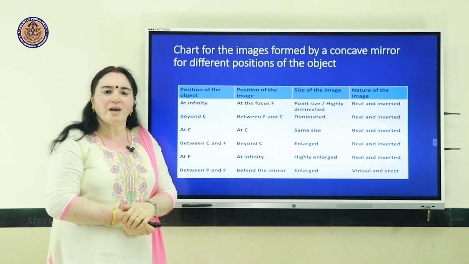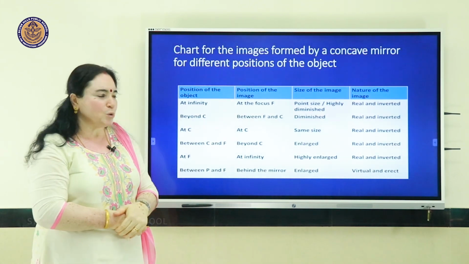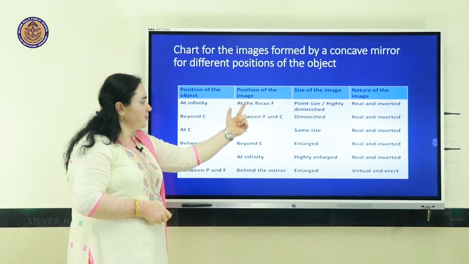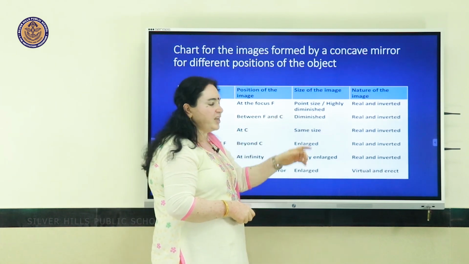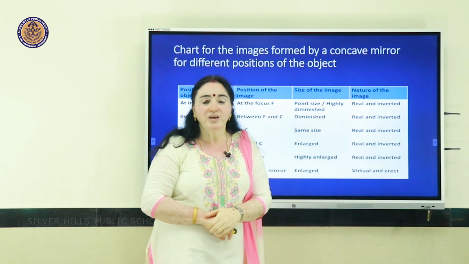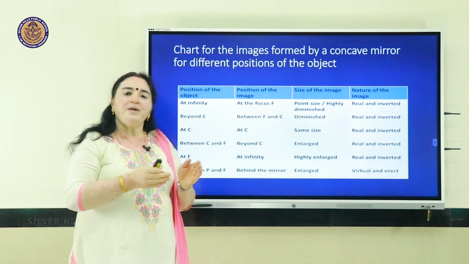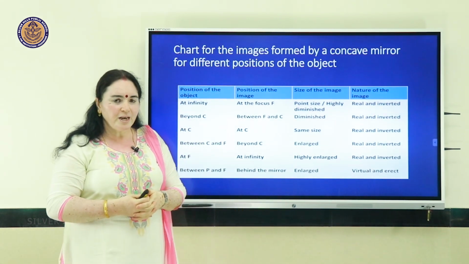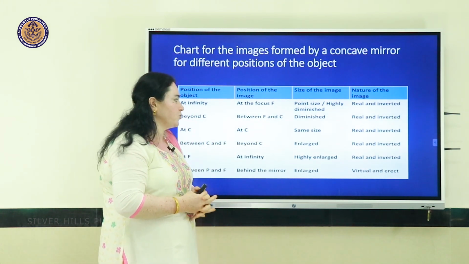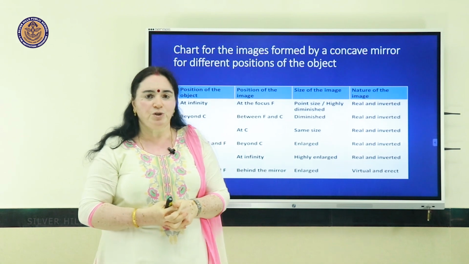Now, if I put the whole positions in terms of a chart, this is something that I am able to get. So, positions of the object at infinity, the image was created at the focus. The size of the image was highly diminished or point size, and the nature of the image was real and inverted. What I get next is I keep the object beyond C. Just beyond C is also enough. Beyond C, the image was created between the focus and the center of curvature. The image was diminished, again real and inverted.